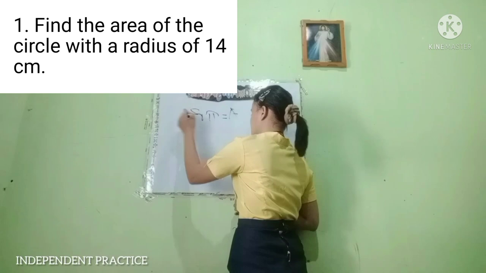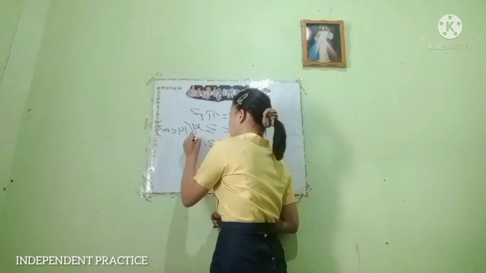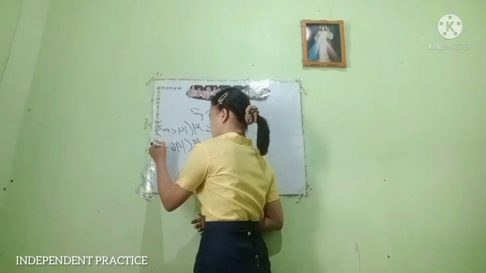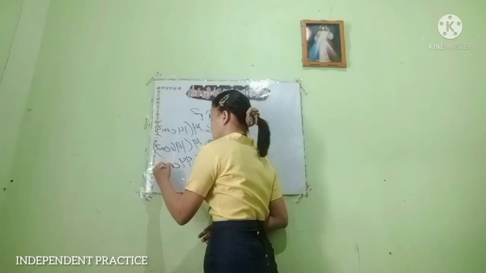A is equal to pi r squared. So, 3.14. What is the radius? 14 centimeter squared. And then 3.14 times what? 1,996 cm squared. And then we multiply, it will be 6,1544 squared. So that is the final answer.